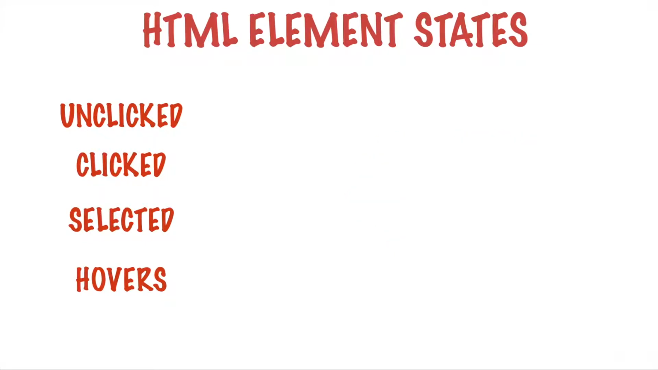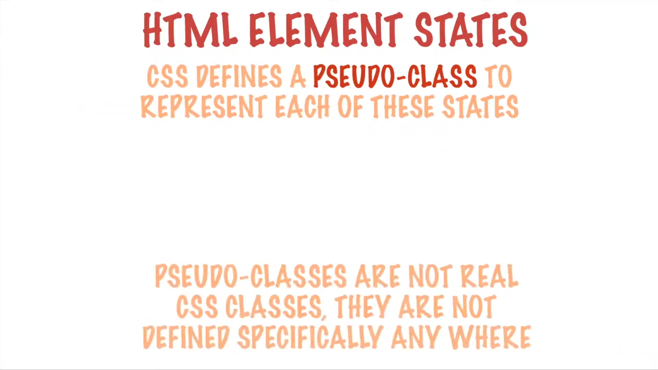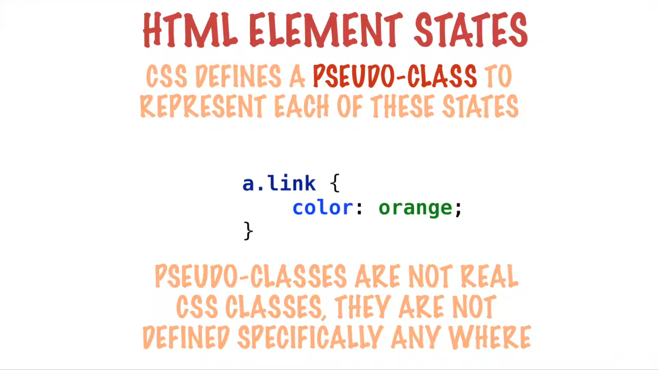Using these pseudo classes, it's possible for you to style exactly how an HTML element should look in its different states. For instance, you might want clicked links to be formatted in a very specific way. Pseudo classes, just to be clear, are not real CSS classes. They aren't specifically defined anywhere, but they are real enough that you can define styles on them.